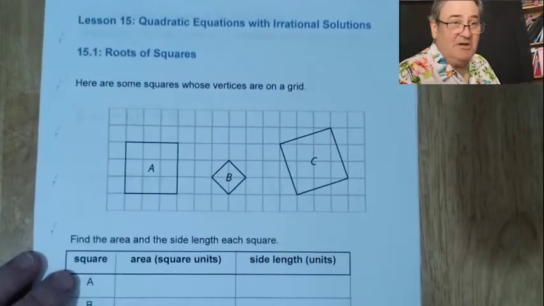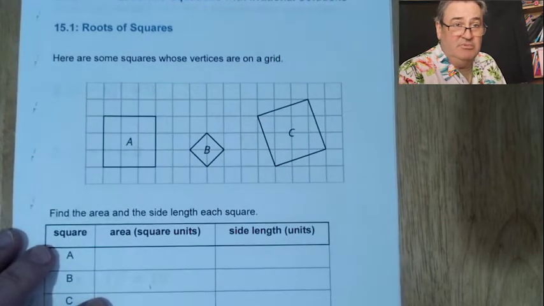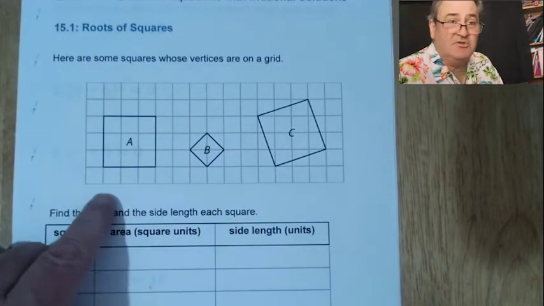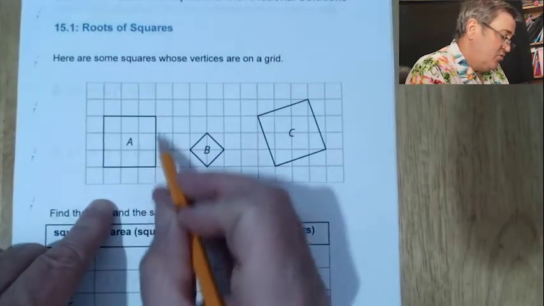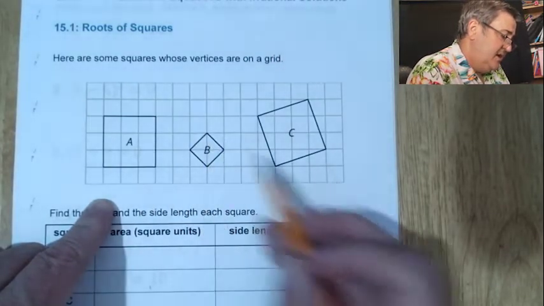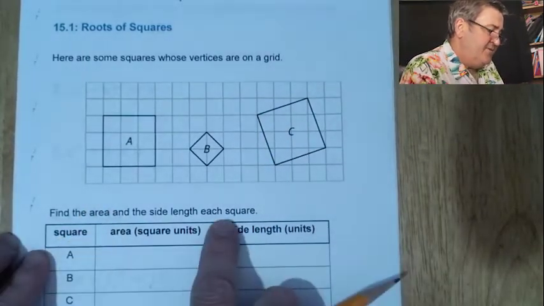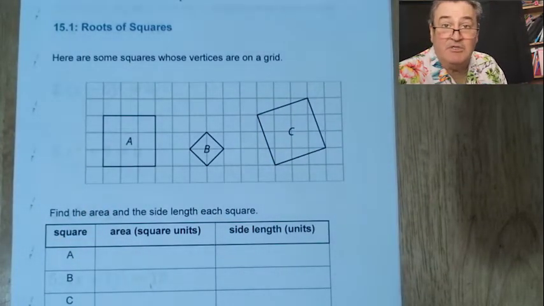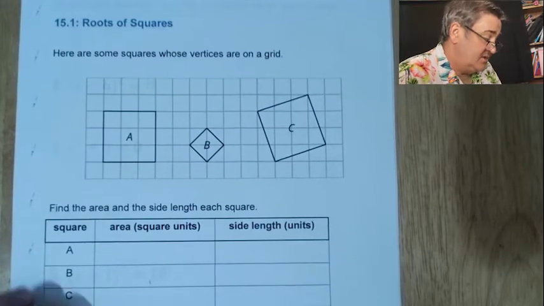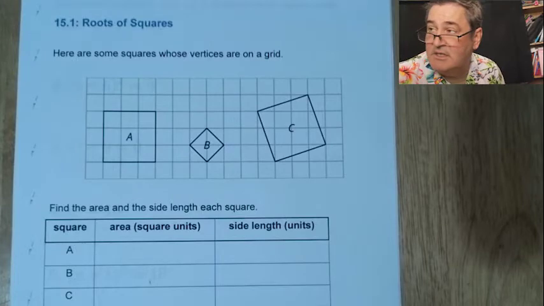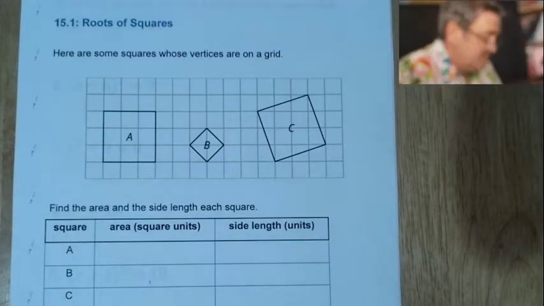All right, let's start with looking at some squares. Here are some squares whose vertices are on a grid. The vertices are the corners, the points that the square turns at, and they're all right there on points. Find the area and side length of each square. Well, side length, we have to have that before we can do the area.